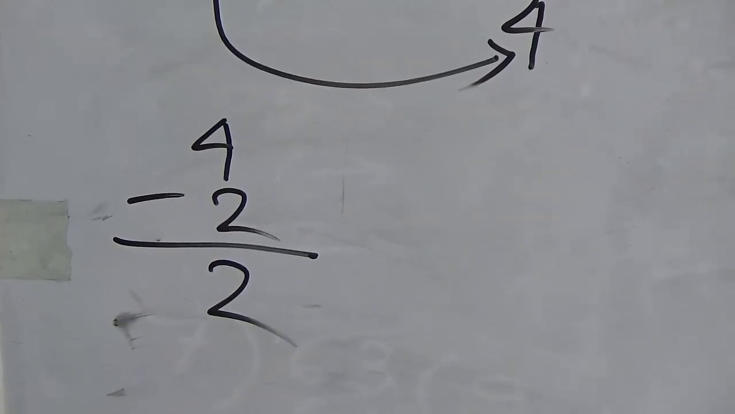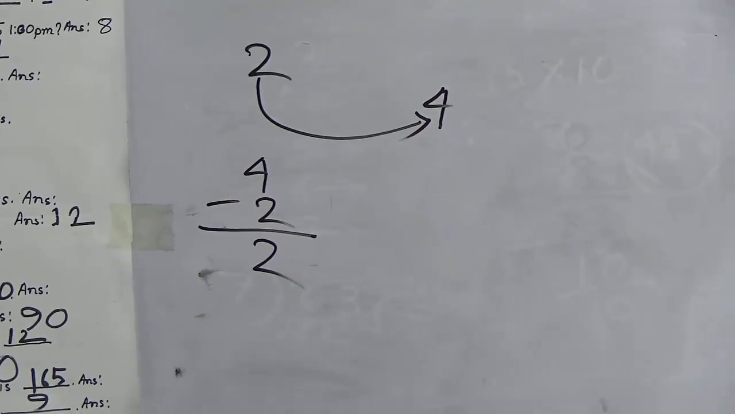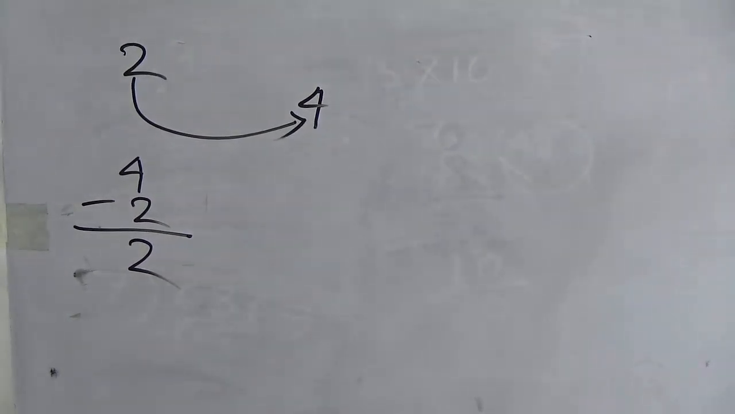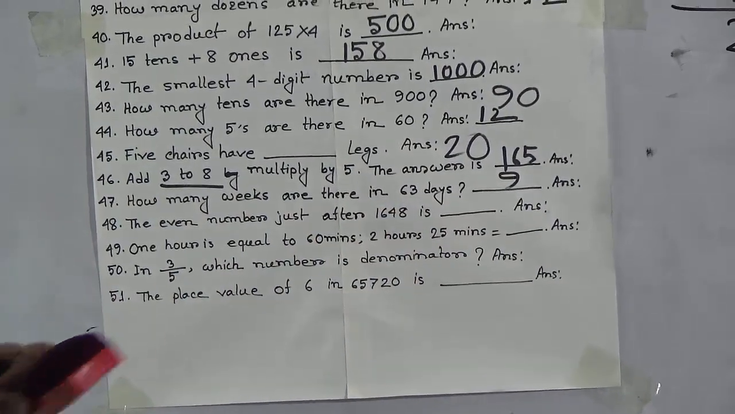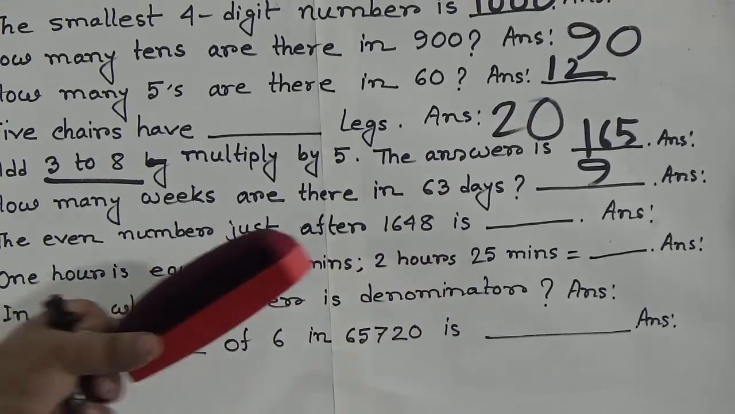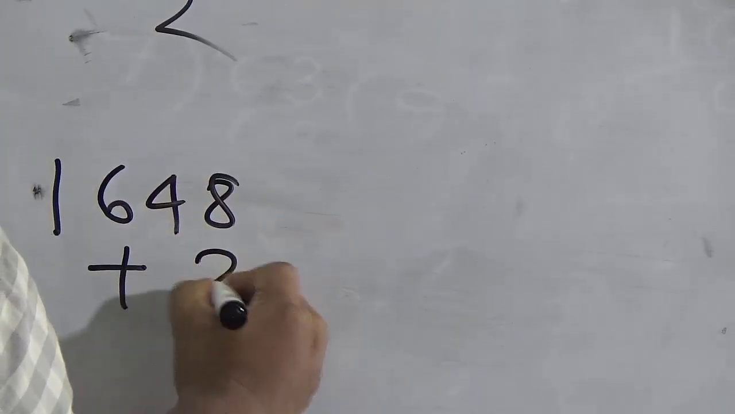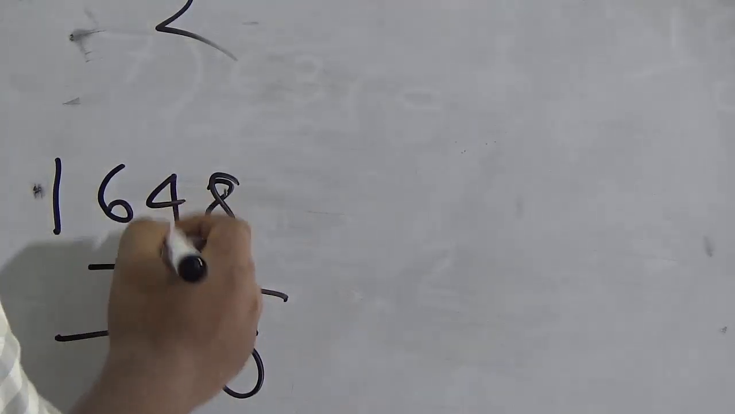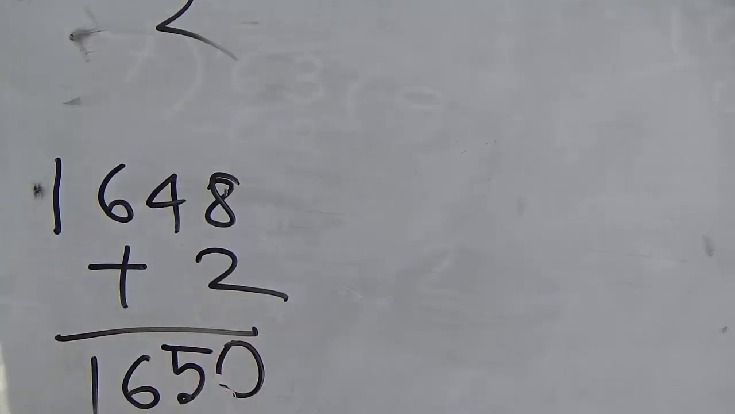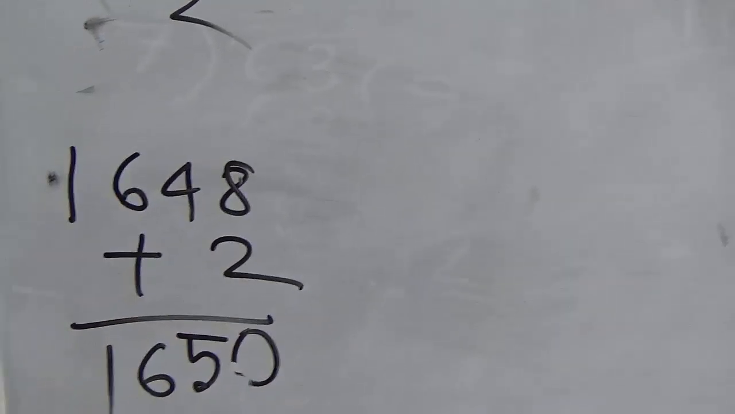As the question asks you to find the just-after number, we add 2 with 1648 and you get the answer. But if the question asks you to find the even number just before 1648, you subtract 2. But here it is just after, for this reason we add. 1648 plus 2: 8 plus 2 is 10, carrying 1, 4 and 1 is 5, 6, 1. So 1650 is the answer.